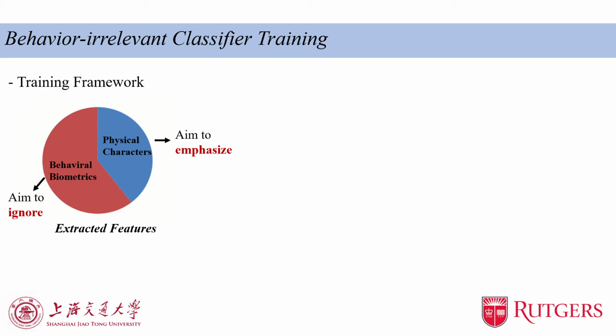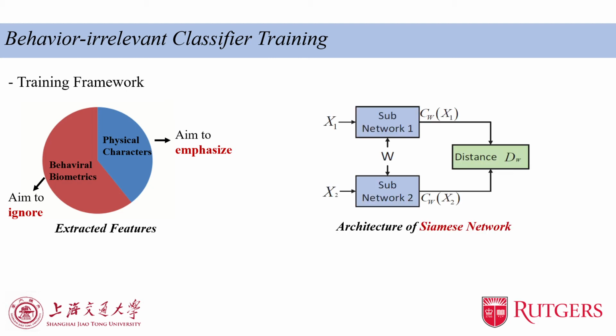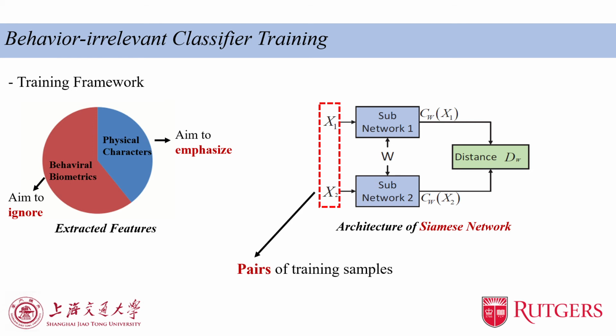To do so, we utilize a special neural network model, Siamese network. As the name suggests, Siamese network always takes a pair of samples as input to train the parameters. So the selection of training sample pairs is important.